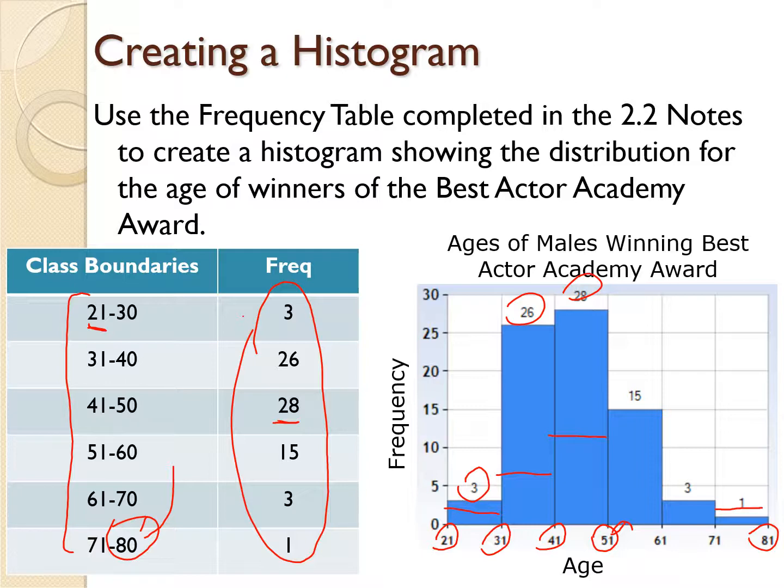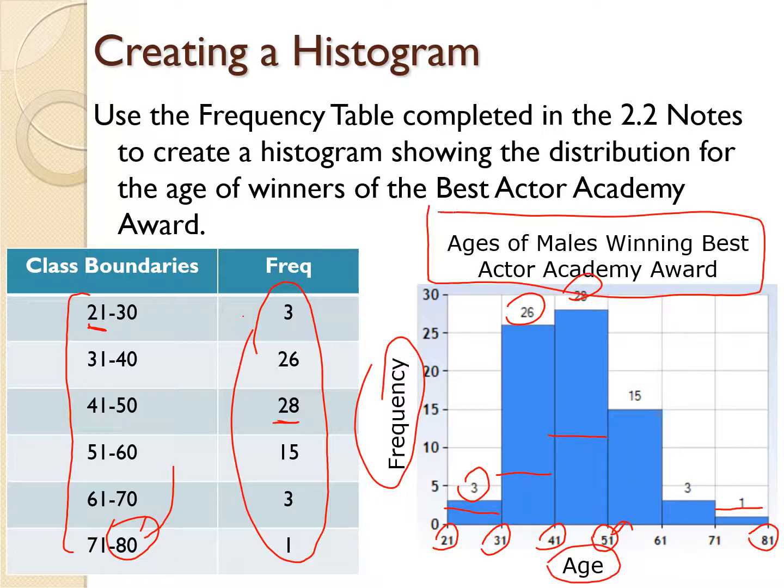Okay, we have labels. This is labeled as frequency. This is labeled as age. And then we always want a title for any graph that we make.